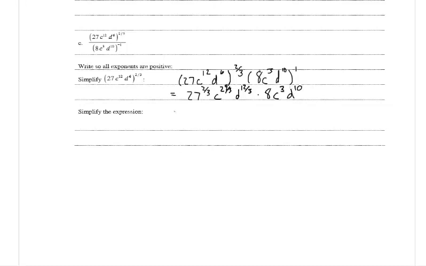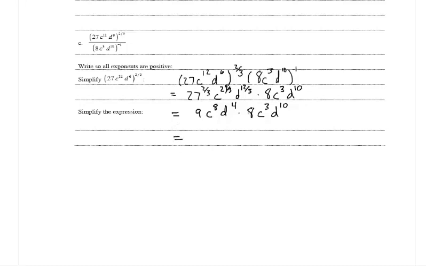And now I'm going to simplify all my rational exponents. So I have 27 to the 2/3, and that gives me 9. The cube root of 27 is 3, and then we squared it to get 9. For c, we have to the 24/3, which is equal to 8. D is 12 raised to the 12 divided by 3, which is d to the 4th, times 8c cubed d to the 10th. And now I want to combine all my like factors.